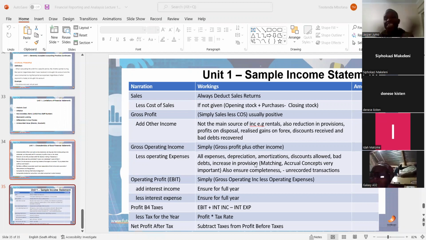Profit before tax, we get charged by the government some taxes. We pay the taxes, and then we get the net profit after tax. So that's how you do an income statement.